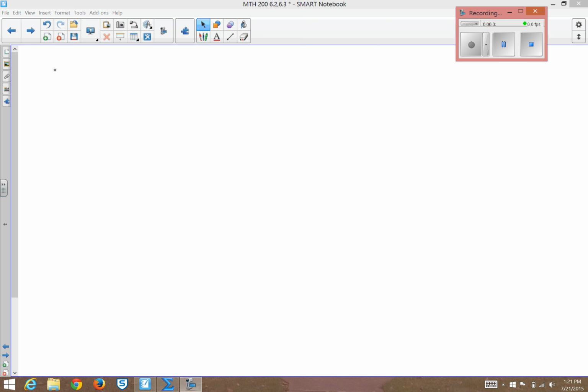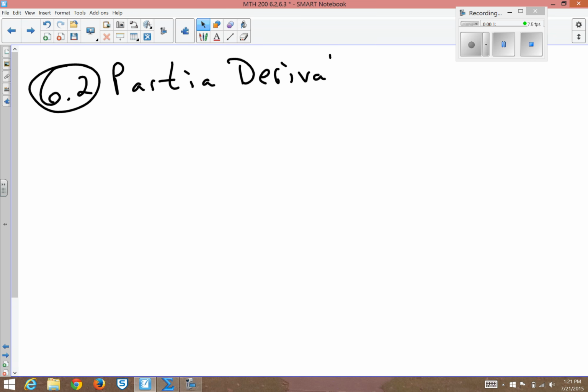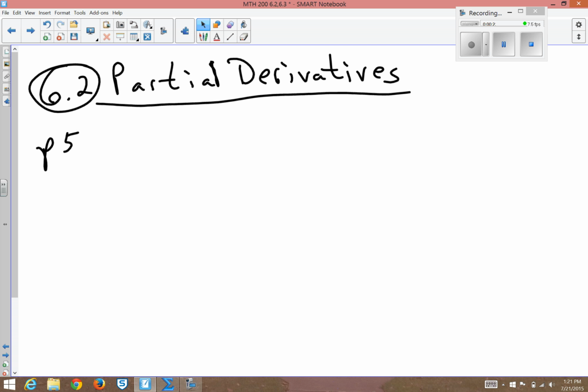Chapter 6, Section 2 is called partial derivatives. Partial derivatives, page 562, exercise 4.